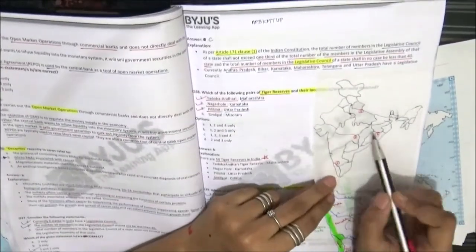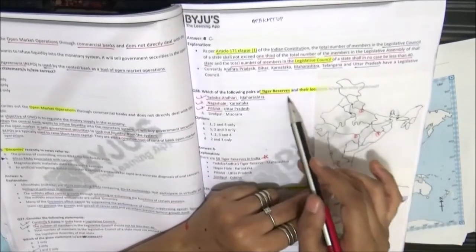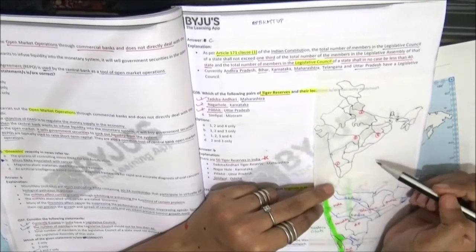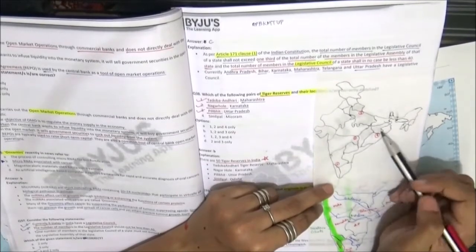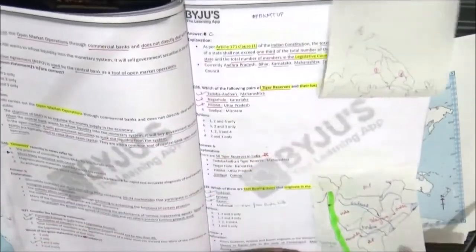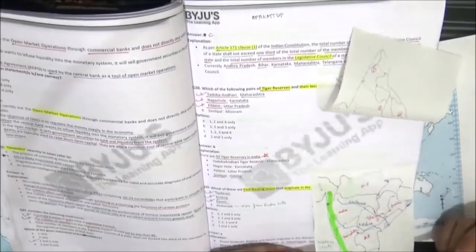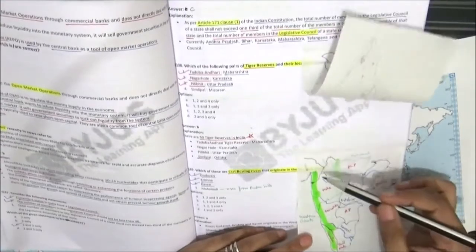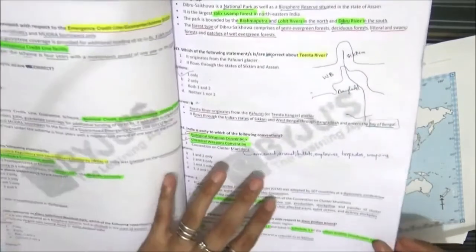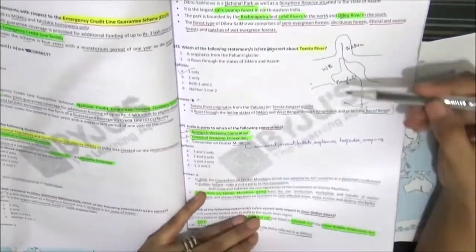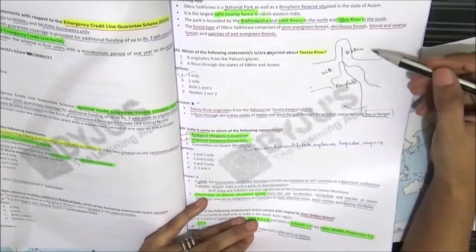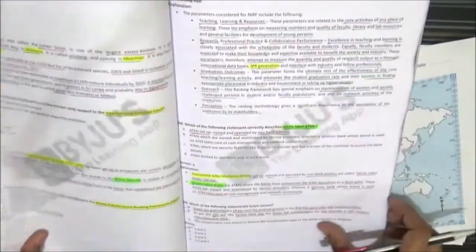I have marked the tiger reserves. There was a question regarding the pairs of tiger reserves, so I drew a map of India and then marked the tiger reserves which are present there. Regarding the east flowing rivers, for that also I have drawn the Western Ghats, and what the eastern flowing rivers are. About the Tista river, I made a very quick diagram, which takes just 10 to 20 seconds to draw.